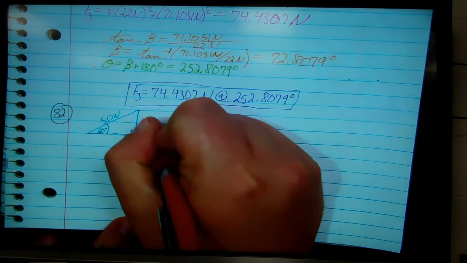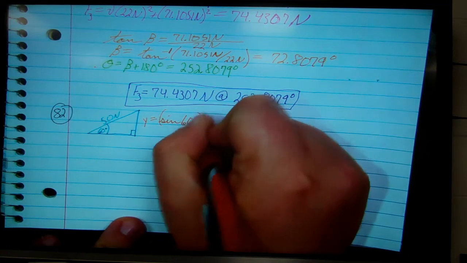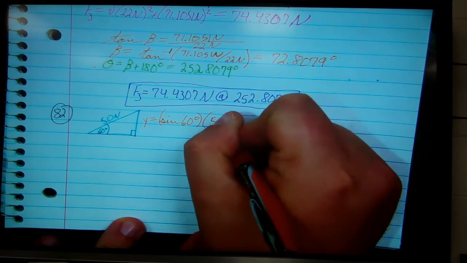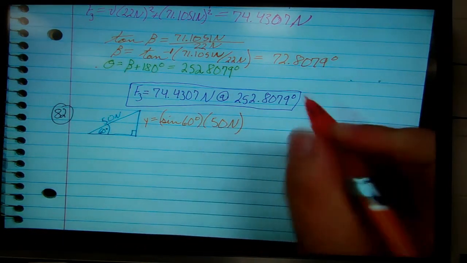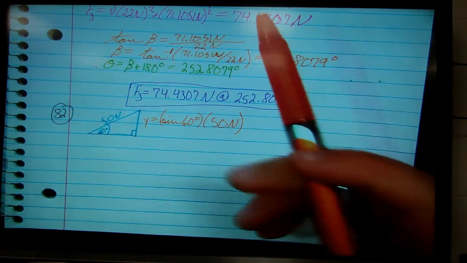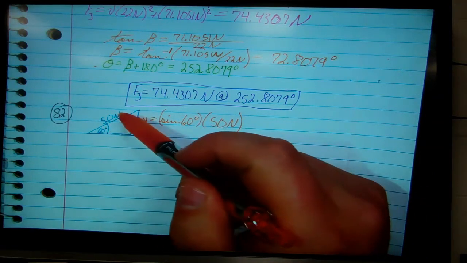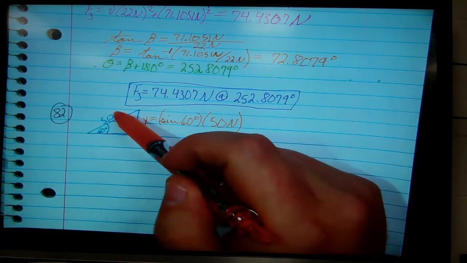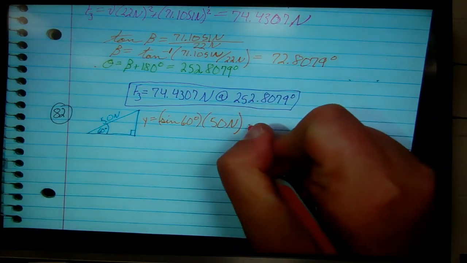I'm going to jump. y is equal to sine of 60 degrees times 50 newtons. The reason I get that is because the sine of 60 degrees is equal to the opposite over the hypotenuse. So there's y. All you gotta do is multiply by 50. So 50 square roots of 3 over 2. That's your answer.